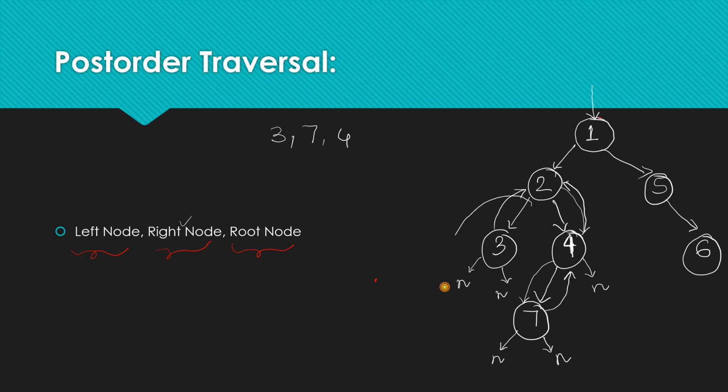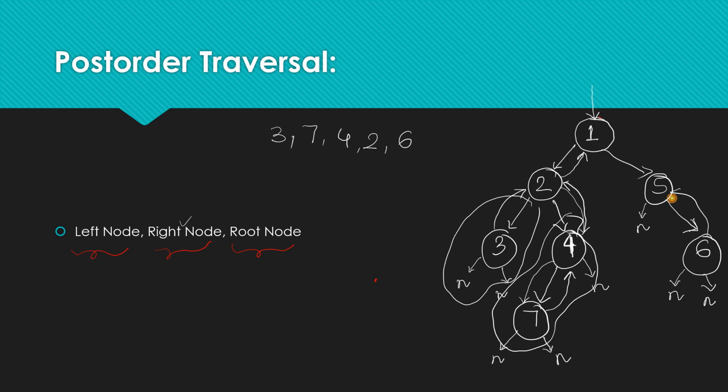For 2 we have explored the left side, and we have also explored the right side, so we will print the value of 2. Now we'll go back to 1. For 1 we have explored the left side, now we'll explore the right side, so we'll come to 5. For 5 there is nothing on the left side, so we'll explore the right side and come to 6. For 6 there is nothing on the left side and nothing on the right side as well, so we'll print the value of the node, which is 6. Then we'll come back to 5. For 5 we have explored the left and the right side both, so we'll print the value of this node.